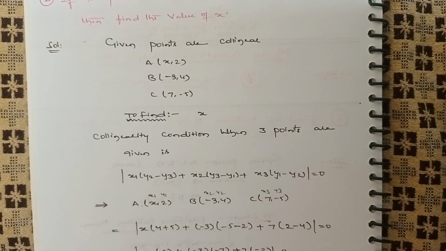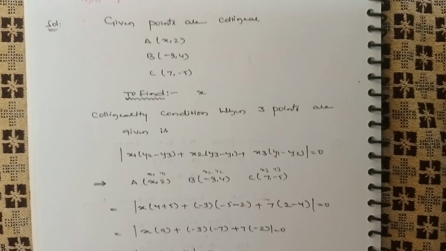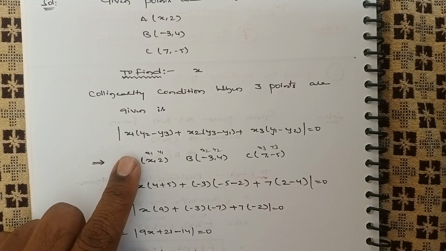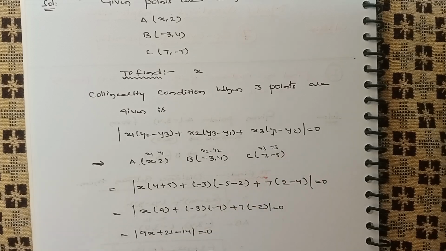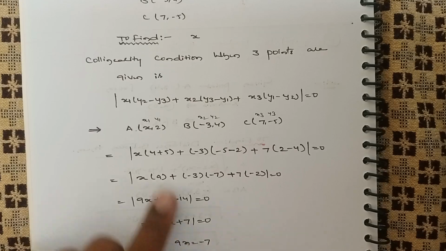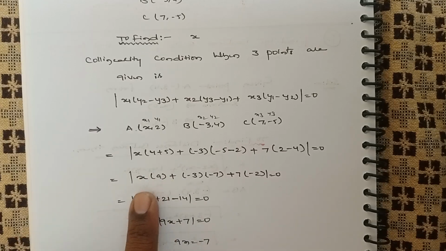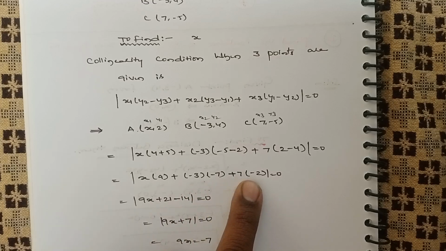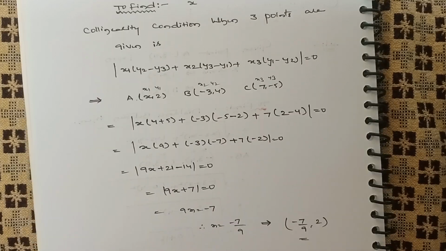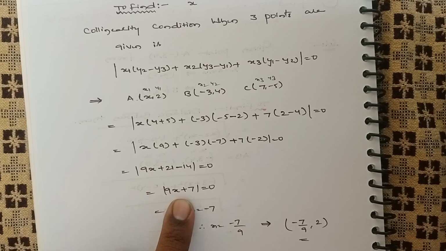So what is the collinear condition when 3 points are given? This is the formula: x1(y2 - y3) + x2(y3 - y1) + x3(y1 - y2) = 0. So substitute the values, simplify and find the value of x, guys. So we get x into 9 plus (-3) into (-7) plus 7 into (-2), modulus equal to 0. So we get 9x + 7 = 0.